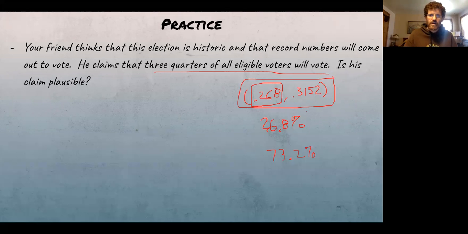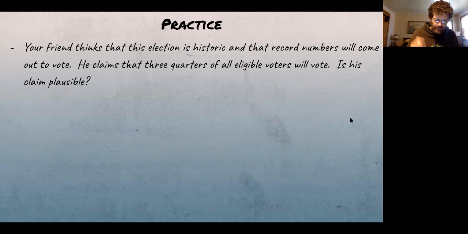And so the real takeaway is that if the value that's being claimed is within the confidence interval, then it's plausible. If it's outside the confidence interval, it's not plausible. I know we're splitting hairs, but it's important, it's really interpreting the confidence interval when we do that.